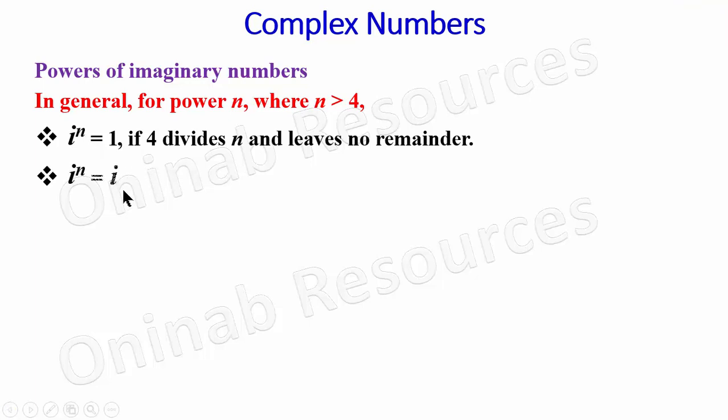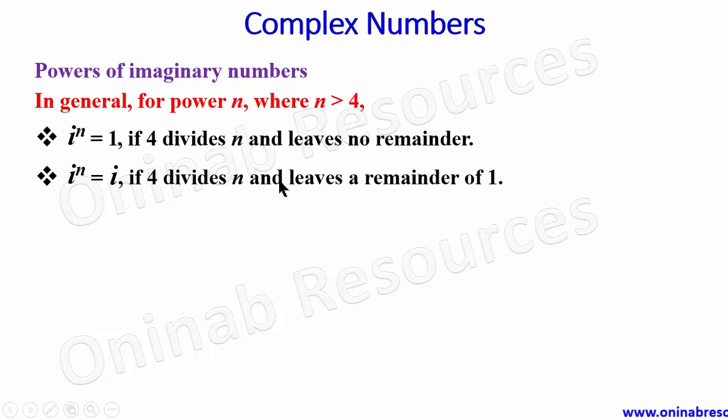Then also i raised to power n is equal to i if 4 divides n and leaves a remainder of 1. It can only leave a remainder of 0, 1, 2, and 3. It cannot leave a remainder of 4. So if 4 divides n and leaves a remainder of 1, then i raised to power n is i.